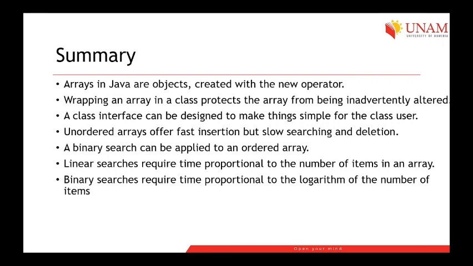With unordered array, we are able to insert the data in our collection as fast as possible. But if we use the linear search for searching and deletion, it takes a long time. Binary search can be applied to an ordered array, which makes it very fast for us to look for information, but sometimes unfortunately it's a bit slow to insert because you have to create space where you need to insert the item. Linear search requires time that is proportional to the number of items in the array, while binary search requires time that is proportional to the logarithm of the number of items.